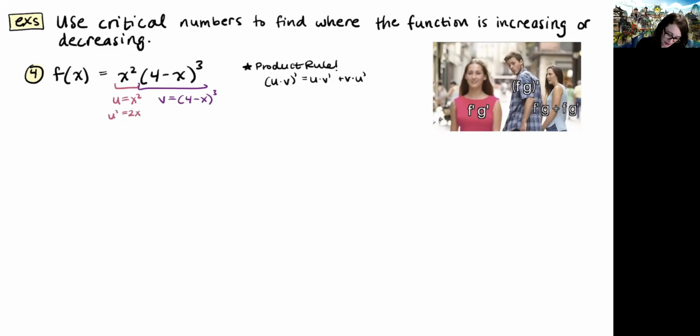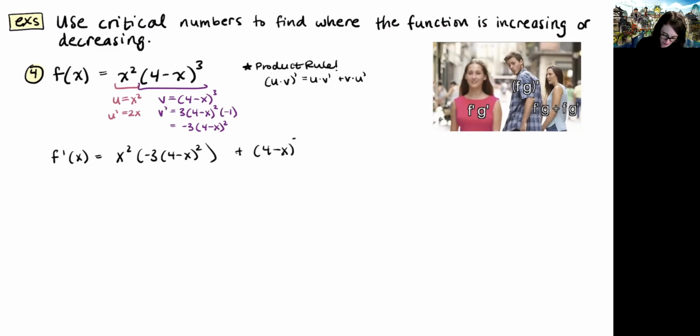So u prime is 2x. And to find v prime, we're going to need the general power rule. We'll bring the 3 down and multiply, subtract 1 from the power, and then the inside's derivative is -1. Right, 4 minus x, so we've got a -1 derivative. Just simplifying this one step, we'll multiply the 3 and the -1, but I'd leave the (4 minus x) squared there. All right, now putting this all together, we'll have u times v prime, then plus v times u prime.